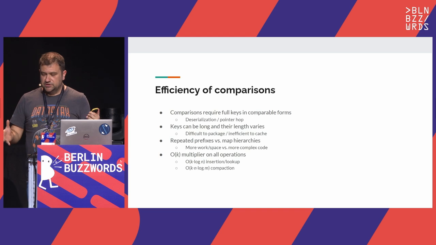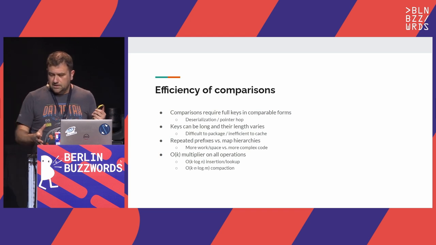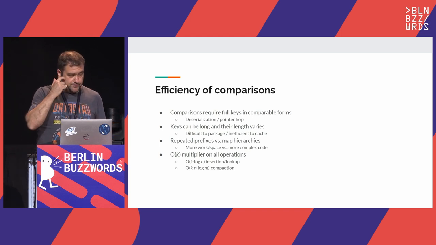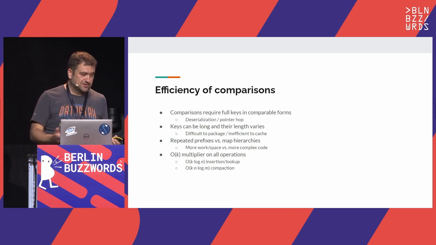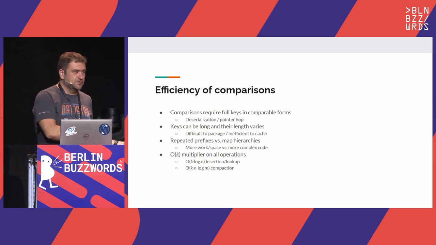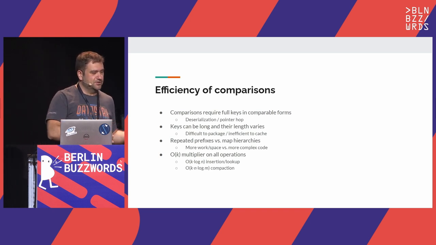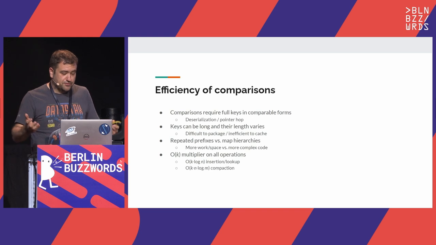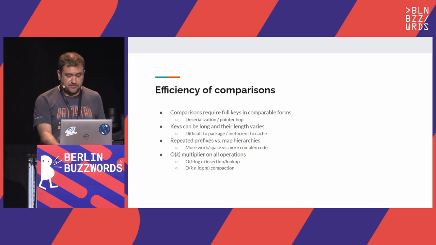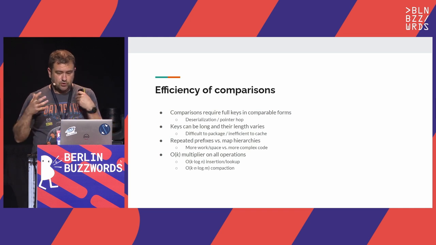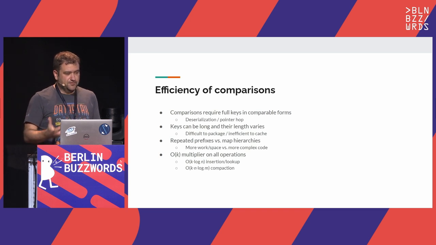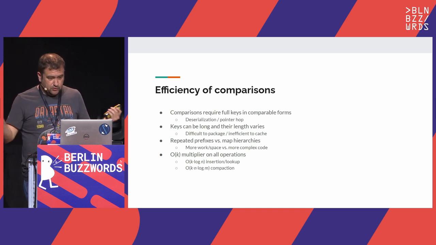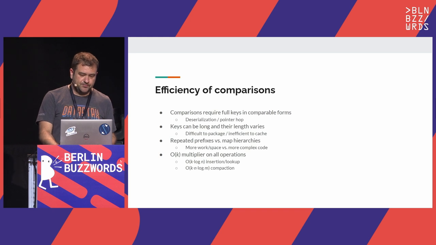It's not easy to package these things. Even if we're talking about on disk where you have pages of 4,000 bytes or something like this, sometimes you can fit a lot of keys in these 4,000 bytes, but if they're long keys, maybe you can fit two or three, or something that's very, very small. And the flip side of this is that when we have such long keys and so few of them in a page, they're very inefficient to cache because only a few of them can reside in cache.